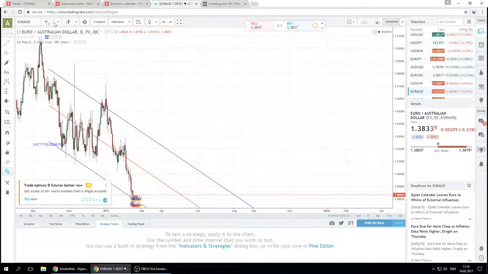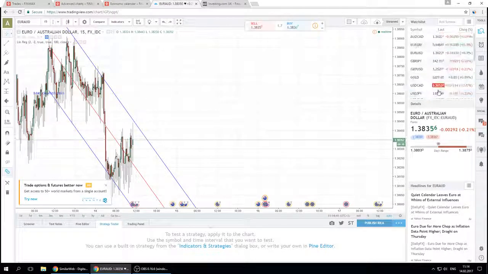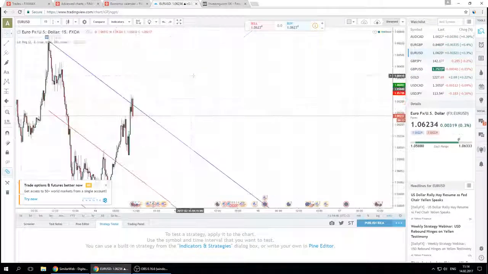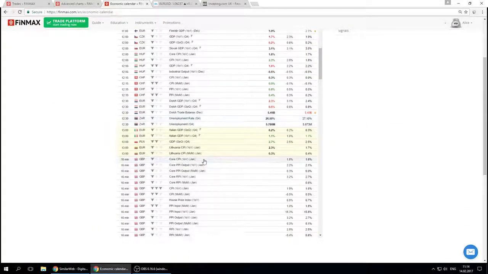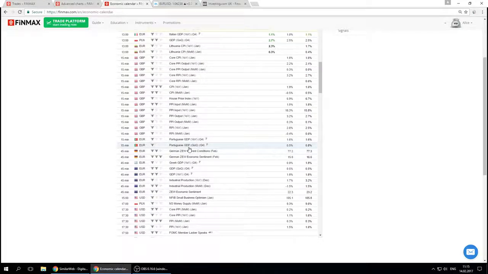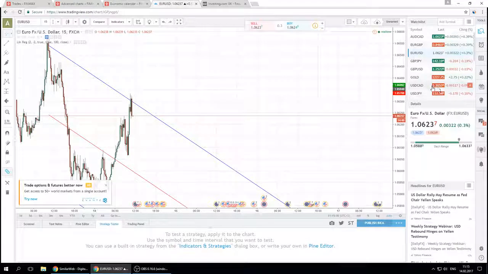Okay, let's switch to a bit shorter time frames. Choose something more classic, Euro USD. Well, as far as I recall, we have some economical news right now on Euro. Here they are, and soon there will be some on British pound. So let's choose something that won't be influenced by the events on the market.